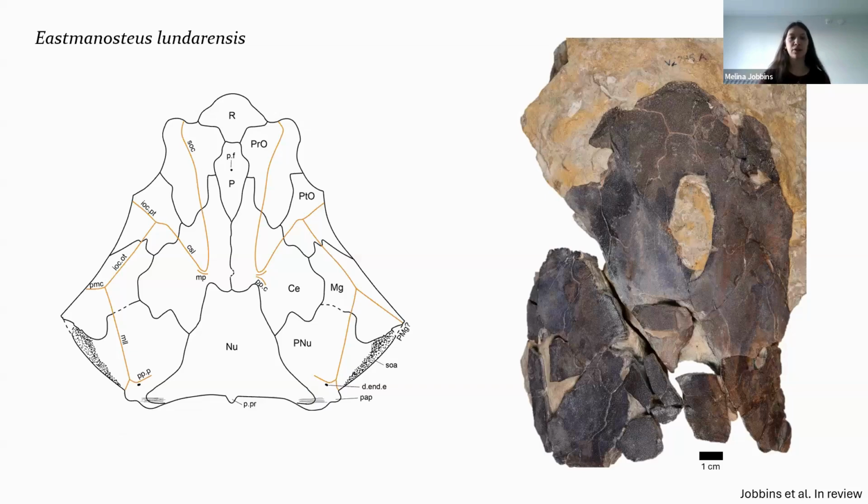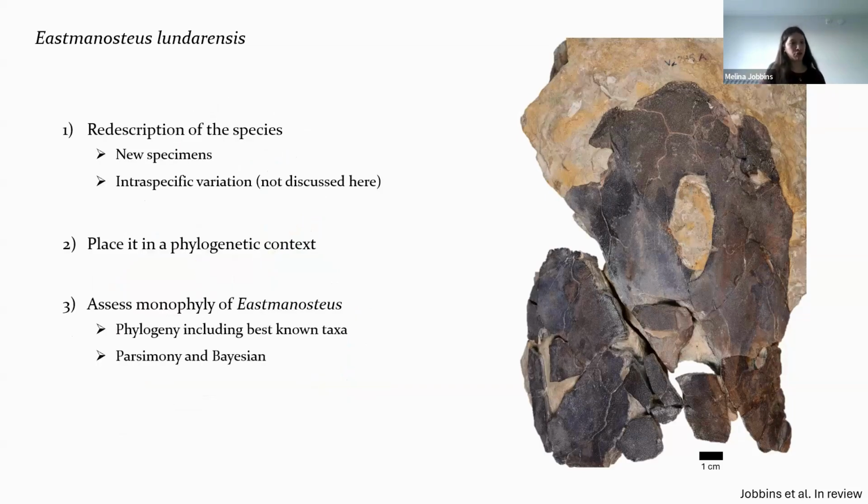Now, what we did with this guy, well, first we redescribed it based on some new specimens and the old ones, and we also assessed intraspecific variation, which I'm not going to discuss here because not enough time. And then we just placed all this in a phylogenetic context. We included the best known taxa of the genus Eastmanosteus, and we ran that through both parsimony and Bayesian, 2 types of phylogenies.